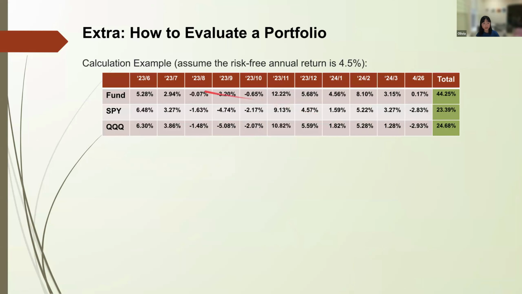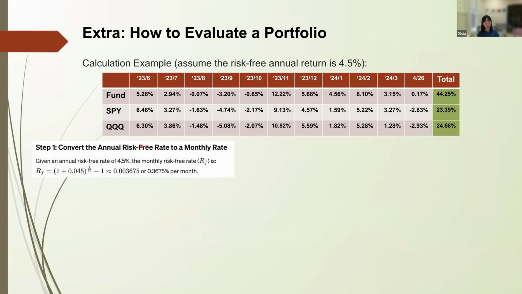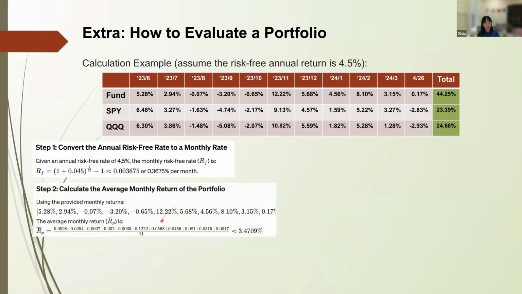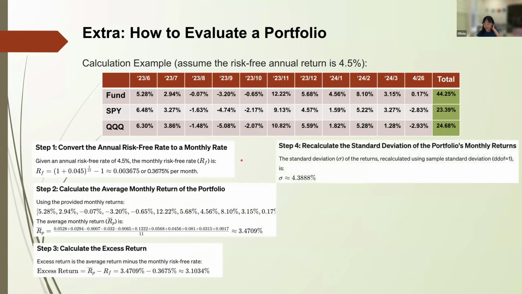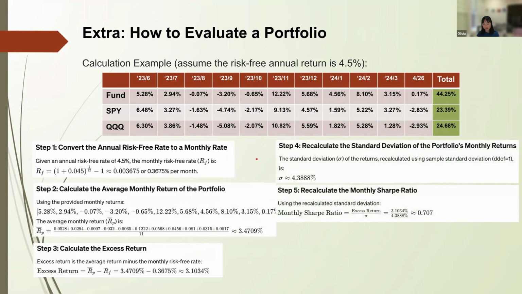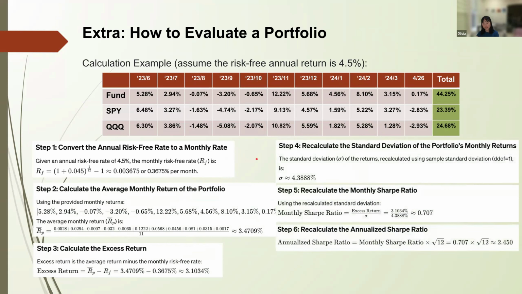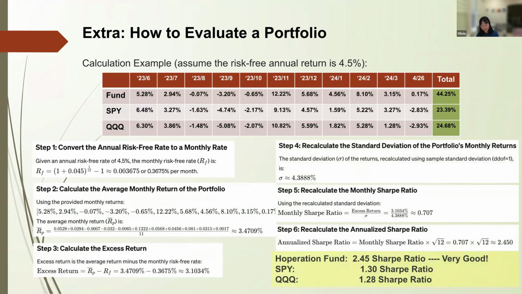Here's a calculation example, assuming the risk-free annual return is 4.5%. This is for a whole operation fund, SPY and QQQ. Step 1, you convert the annual risk-free rate to a monthly rate. You calculate the average monthly return of the portfolio. You calculate the excess return. You calculate the standard deviation of the portfolio's monthly returns. You calculate the monthly Sharpe ratio. Then you calculate the annualized Sharpe ratio, a lot of calculating. And then you get the whole operation fund Sharpe ratio.